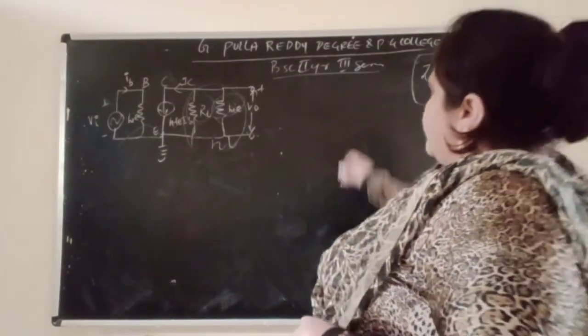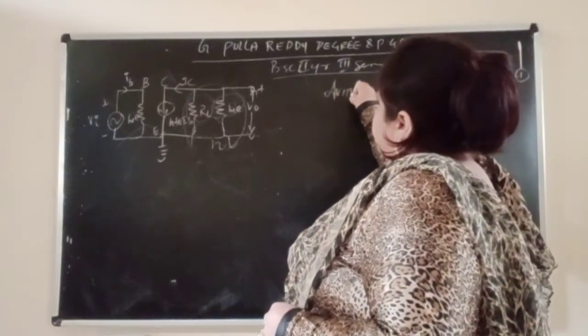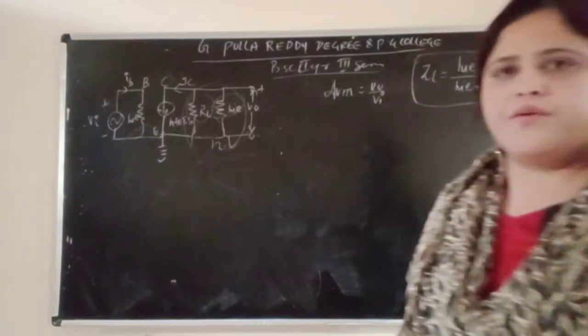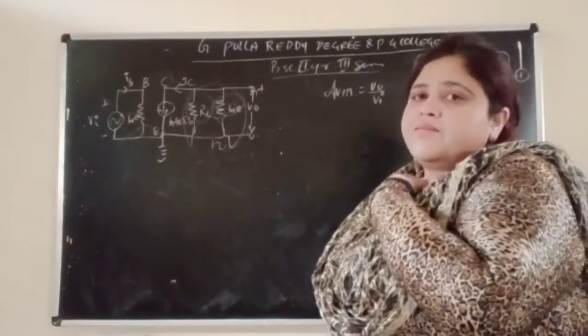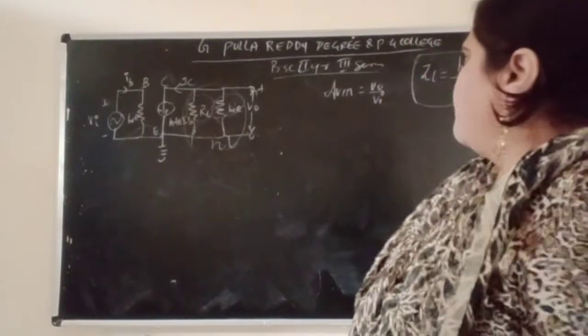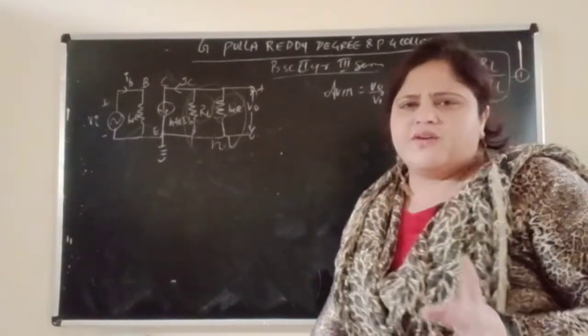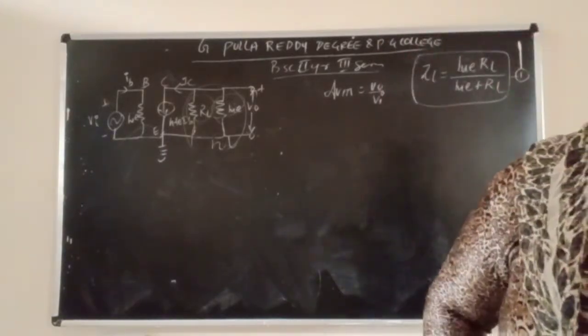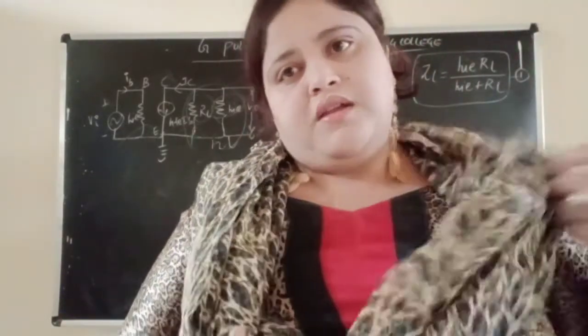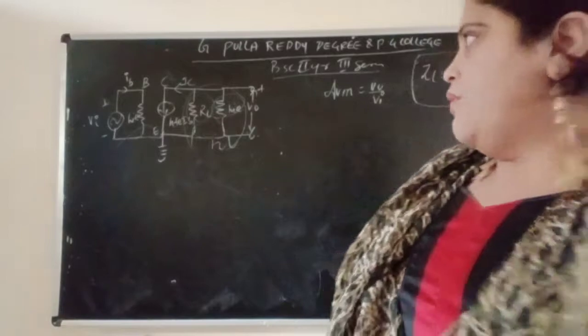Now we should calculate first the output. We should calculate AVM equal to output by input. So for AVM, first I should know what is the output, then what is the input. Output is nothing but V equal to IR formula. So the output block is this.